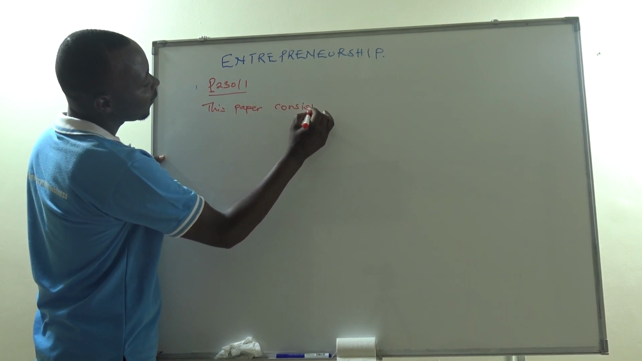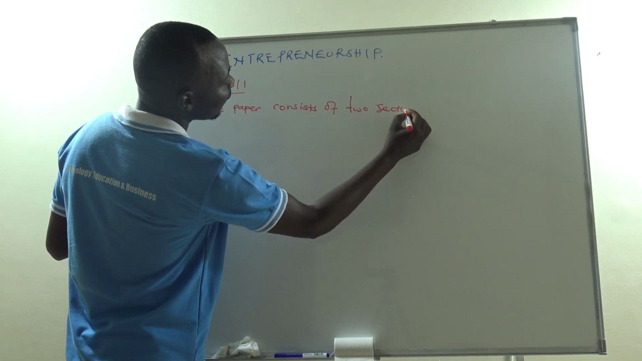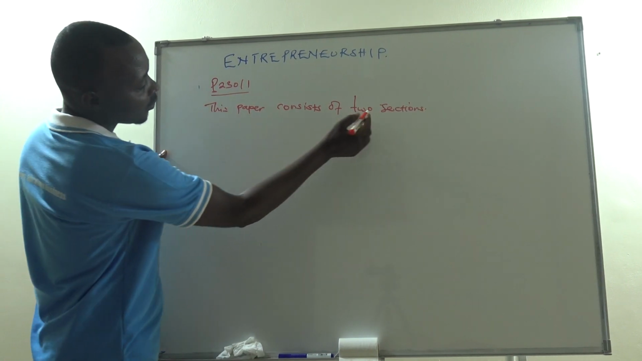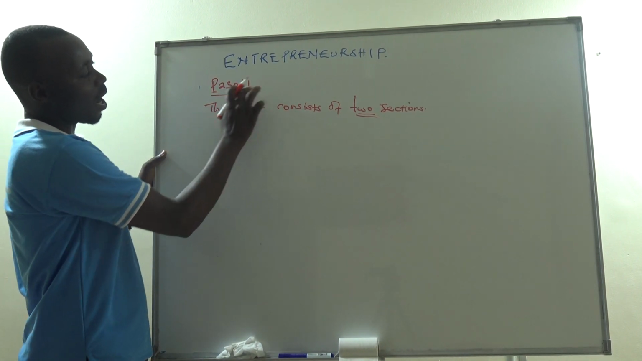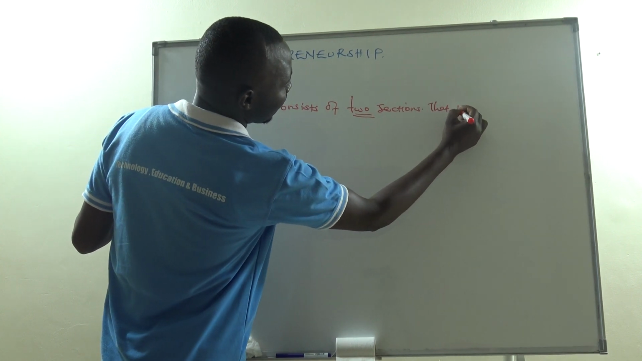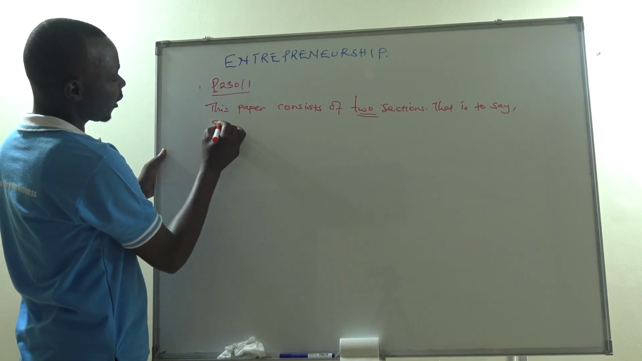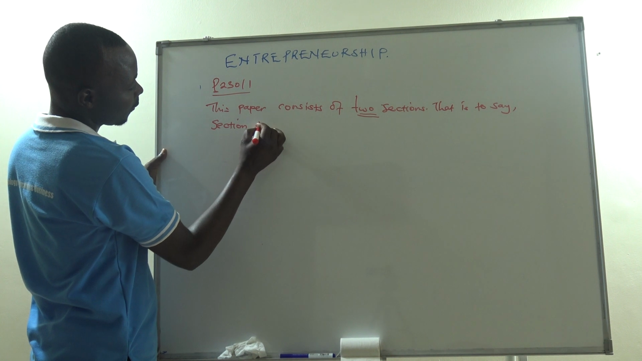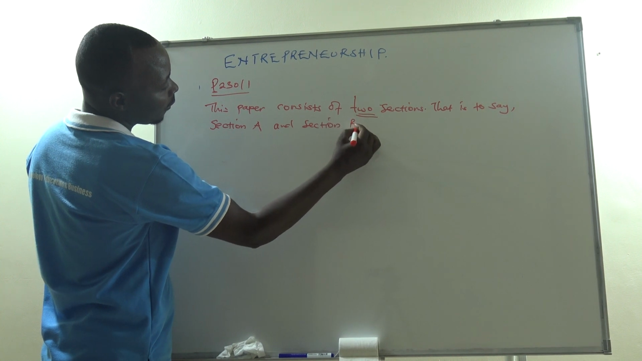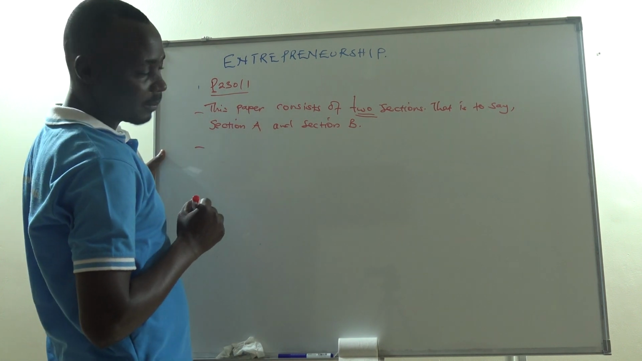Therefore, this paper consists of two sections. That is paper 1. That is to say, section A and section B.